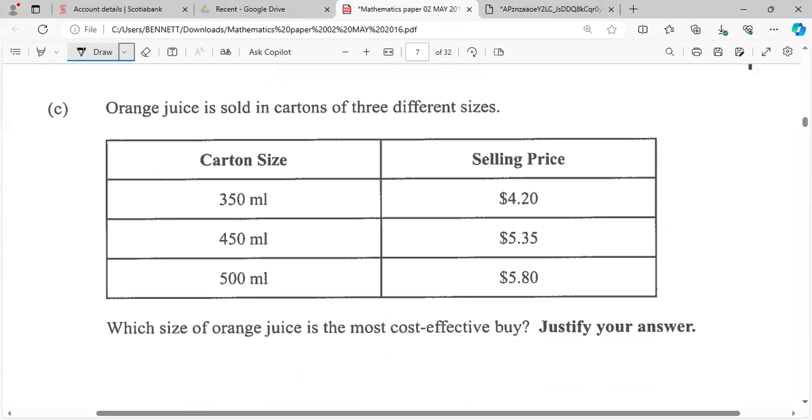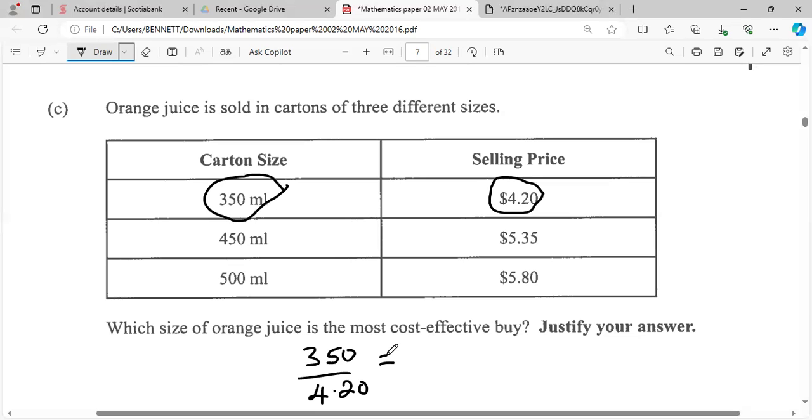Alright, orange juice is sold in cartons of 3 sizes, carton size and selling price. What size of orange juice is the most cost effective? Justify your answer. Now this can be very easy. What I'm gonna do, I'm gonna see how much you're paying per dollar for the milliliters. Alright, so all I have to do is to divide 350 by 420. And the one with the highest value would be the most cost effective to the consumer, as you're paying $1 or more.